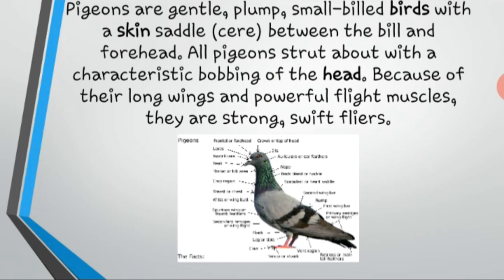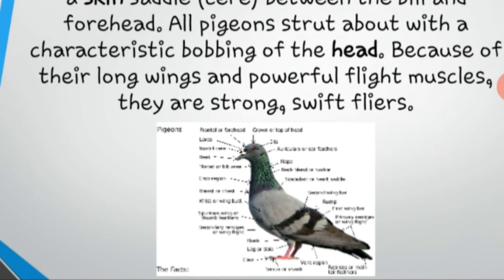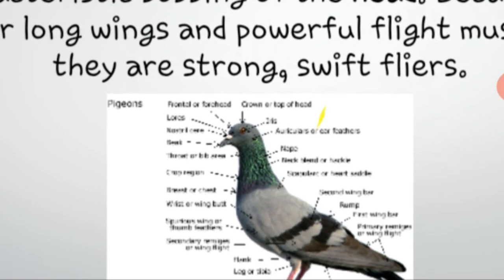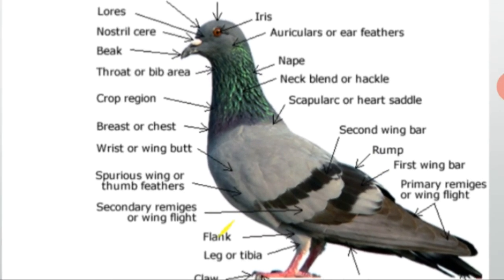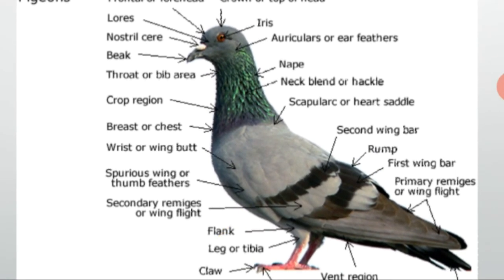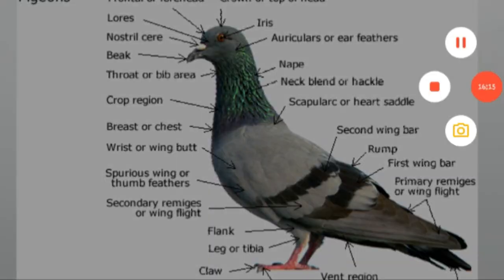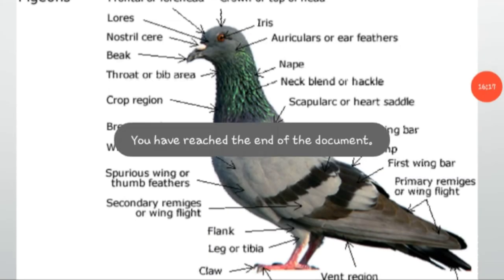Pigeons are basically gentle, plump, small-billed birds with the skin saddle between the bill and forehead. Well, pigeons strut about with their true characteristic bobbing of the head because of their long wings and powerful flight muscle. They're strong, swift flyers. This is a common definition or introduction to any pigeon.